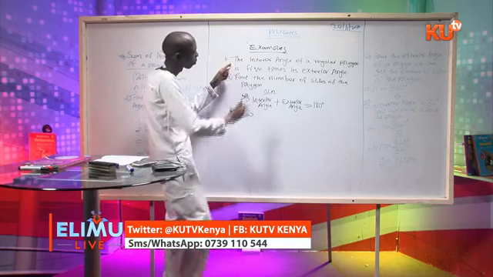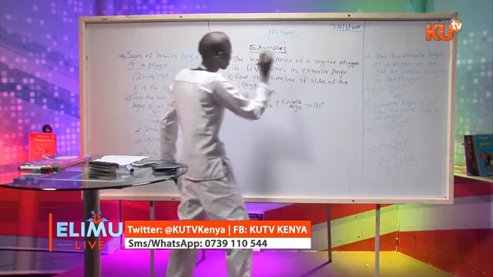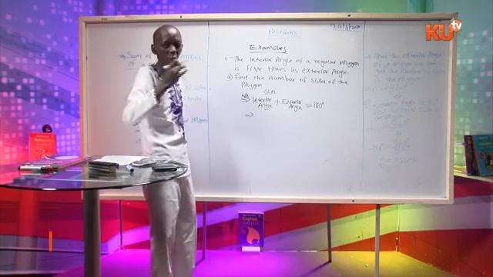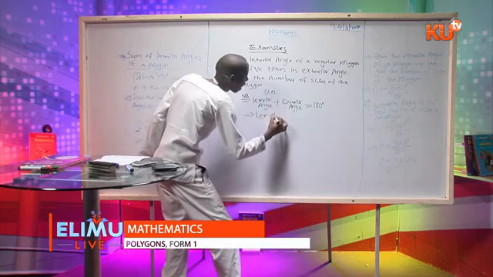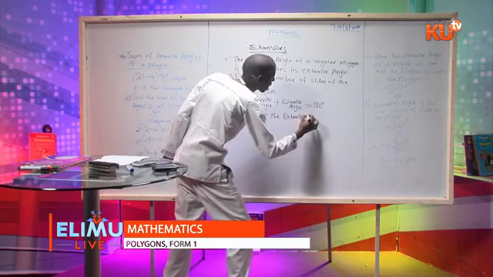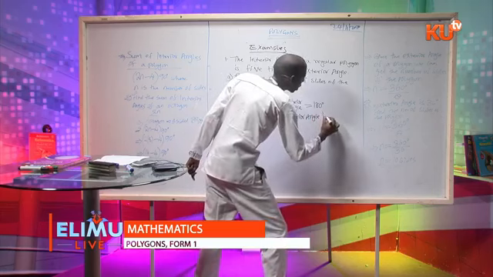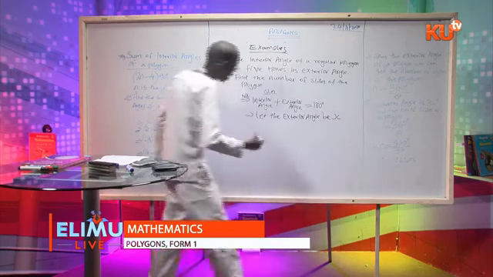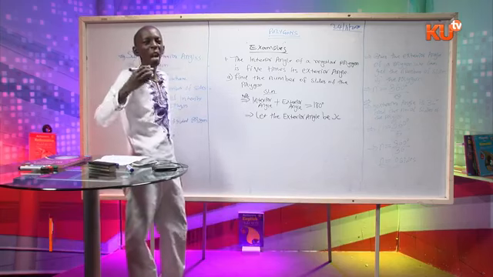The question is, the interior angle of a regular polygon is 5 times its exterior angle. Therefore, let the exterior angle be an unknown, let's say x. We mostly use x. Let the exterior angle be x.